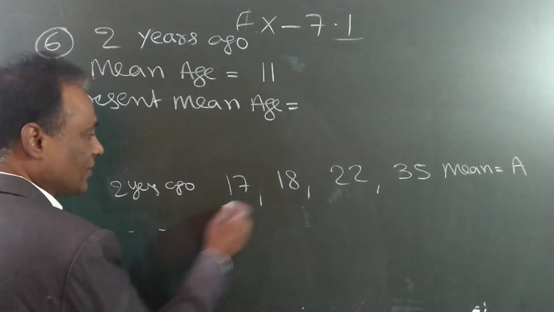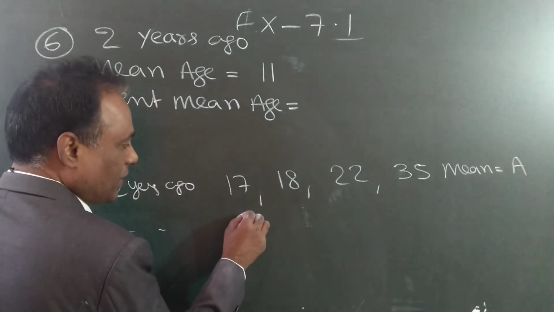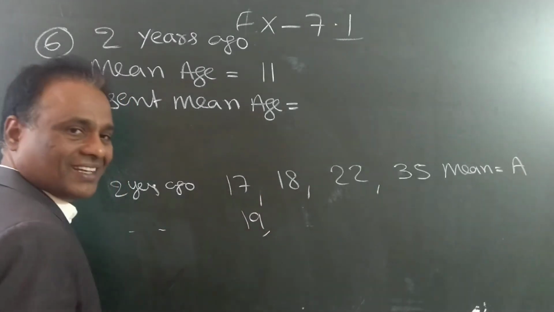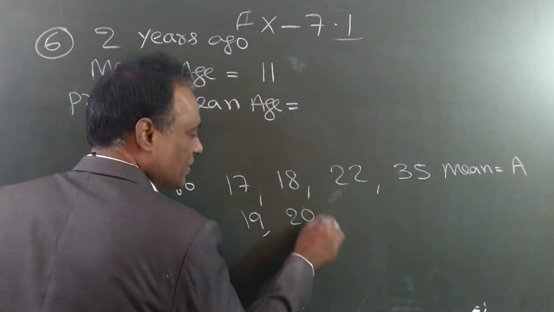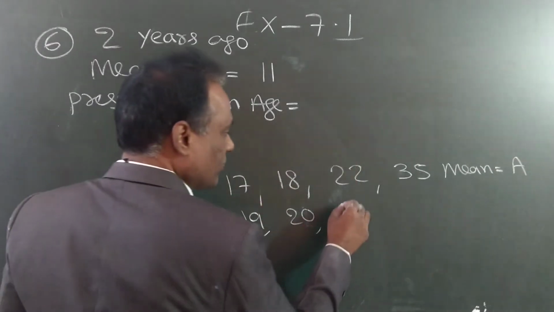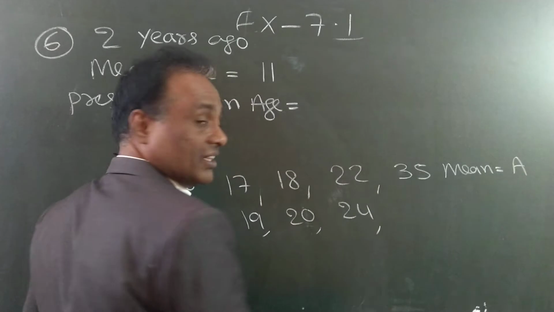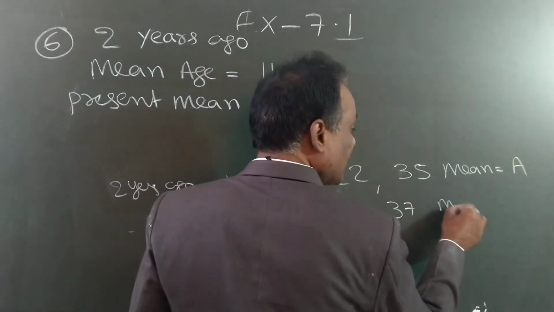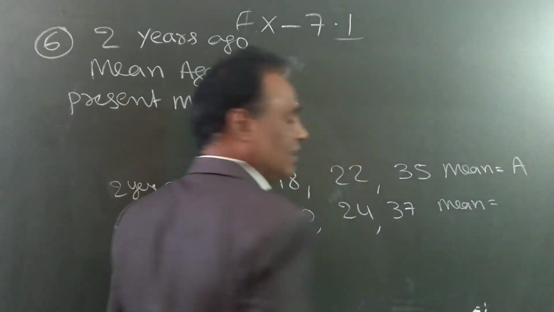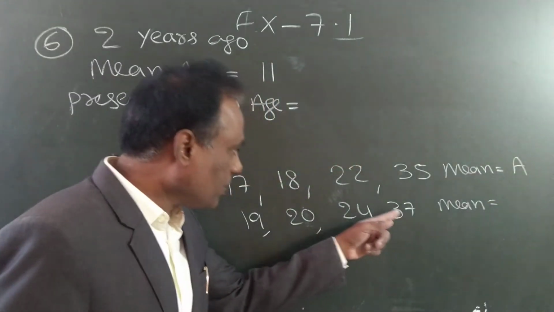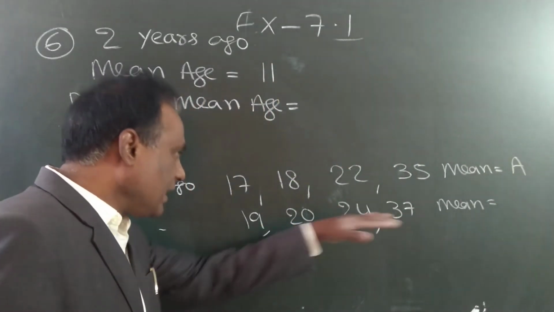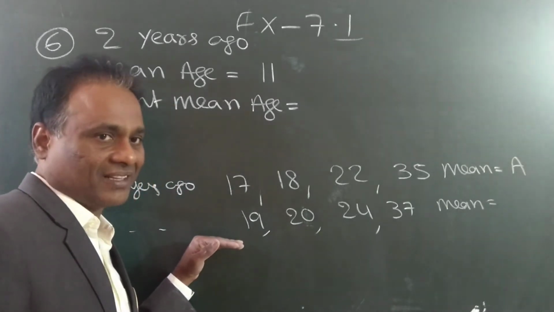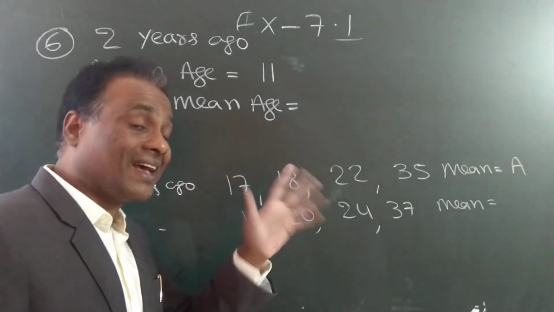after 2 years, what will be the ages? 17 years person will become 19 years. 18 years person will become 20 years. 22 years person will become 24 years. 35 years person will become 37 years. Then what is the mean for this? How to find the mean? This plus this plus this plus this by 4. Mean. But I gave direct relation.